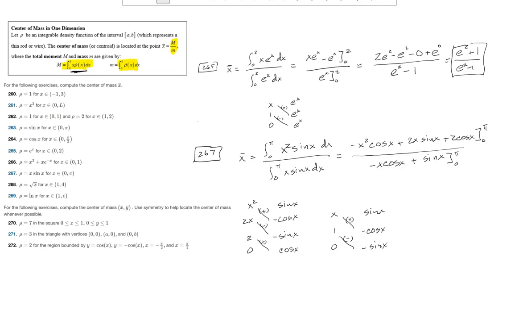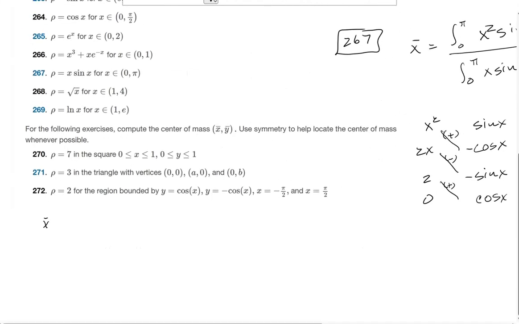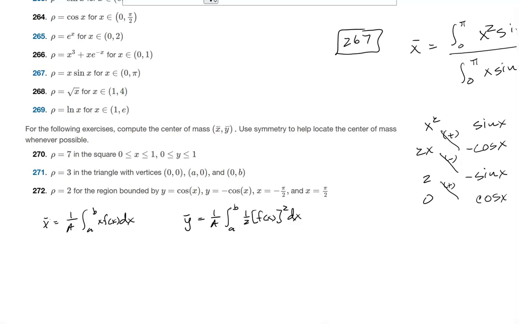269 is done in a similar fashion. And 271, now you're finding the center of mass of a two-dimensional system. And in that case, you can use x bar is equal to 1 over A, integral from a to b of x f of x dx, and y bar equals 1 over A, integral from a to b of 1/2 f of x quantity squared dx, like that. I would probably just do 271 using these directly instead of trying to use symmetry. I hope that helps.